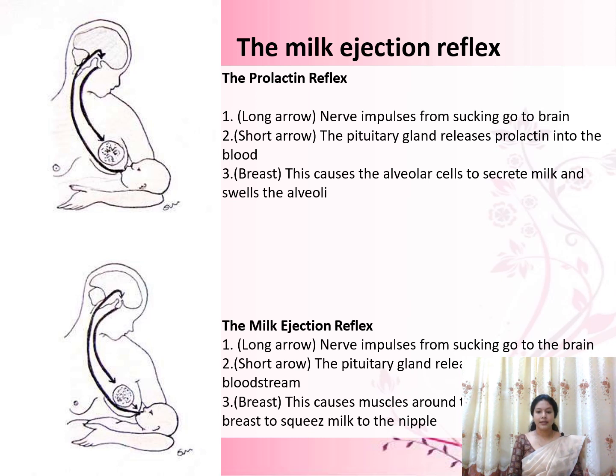And the next one is the milk ejection reflex. That is, when the baby is sucking on the breast, this will go to the posterior pituitary, and the posterior pituitary will release the hormone oxytocin. This oxytocin will produce contraction of the muscles around the nipples, and it will squeeze the nipples, and the milk will come out of the nipples. This is known as the milk ejection reflex. Oxytocin is responsible for that.